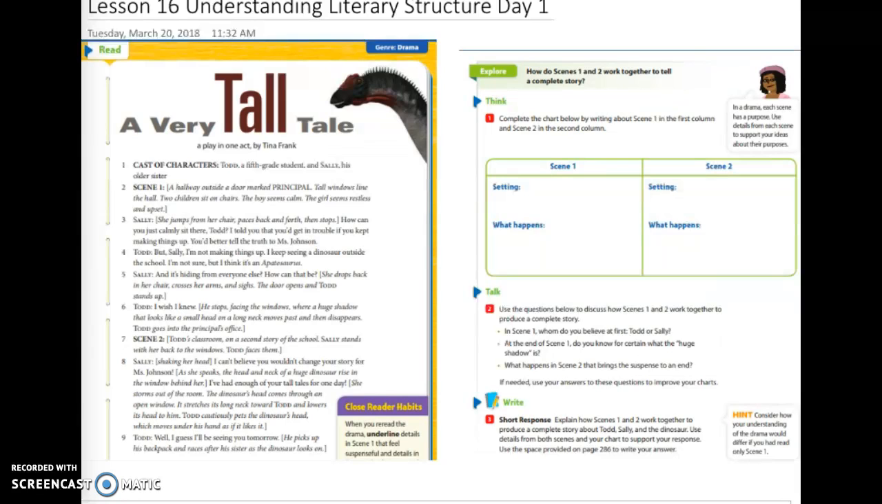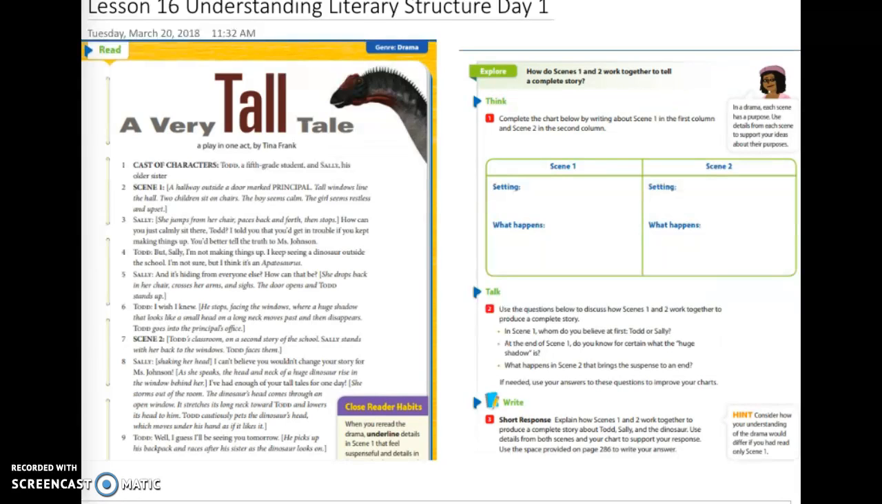Number 3, explain how scene 1 and scene 2 work together to produce a complete story about Todd, Sally, and the dinosaur. Use details from both scenes and your chart to support your response. Use the space provided on page 286 in your answer. That is going to be your homework tonight. When you're doing that, it says hint: consider how your understanding of the drama would differ if you read only scene 1.